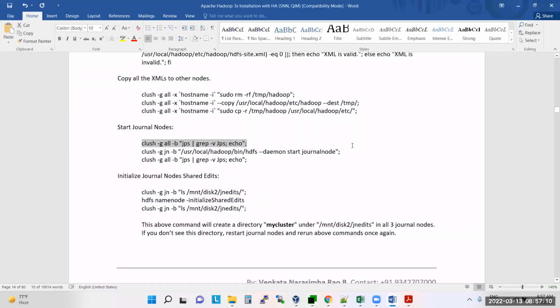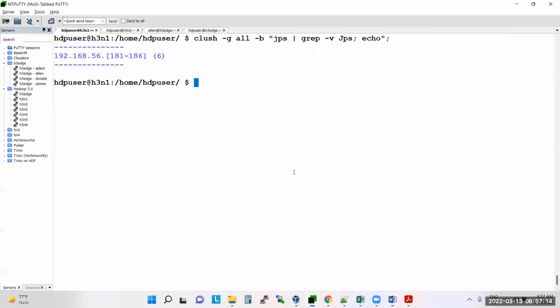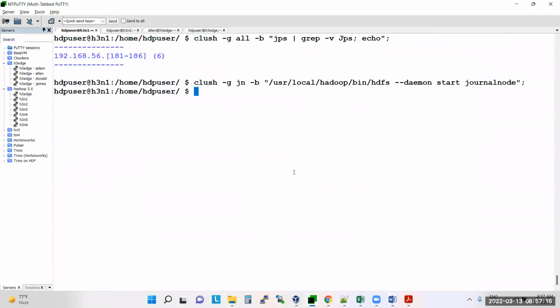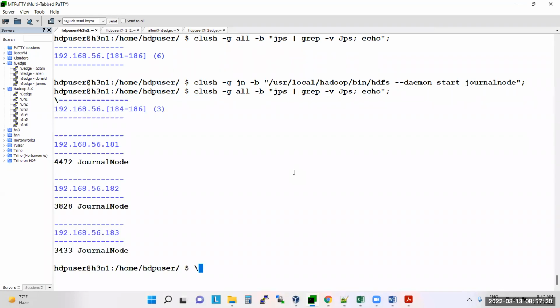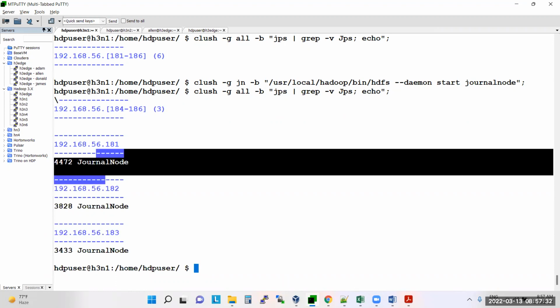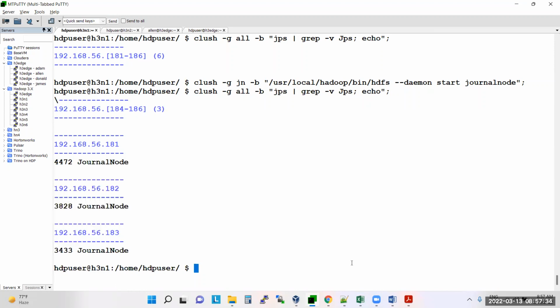Okay. Now you run a command. Start the journal nodes first. Now you see the cluster command. Is this started? Journal nodes. Yes, sir. Where are they started? 181, 182, 183, sir. 3 journal nodes are started. Correct or not? Yes, sir. So you are starting this for the first time, right? So, one-time activity.